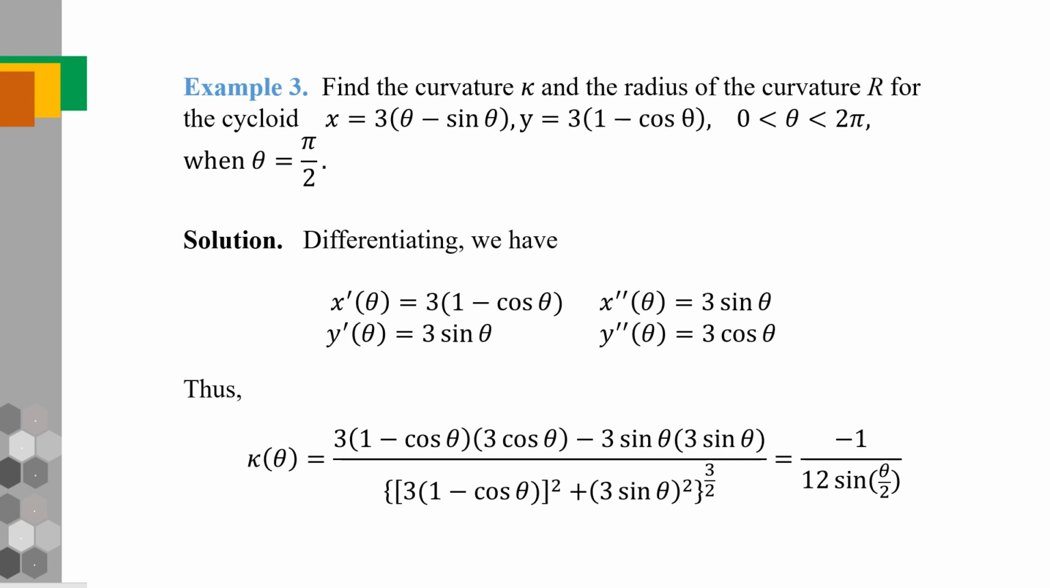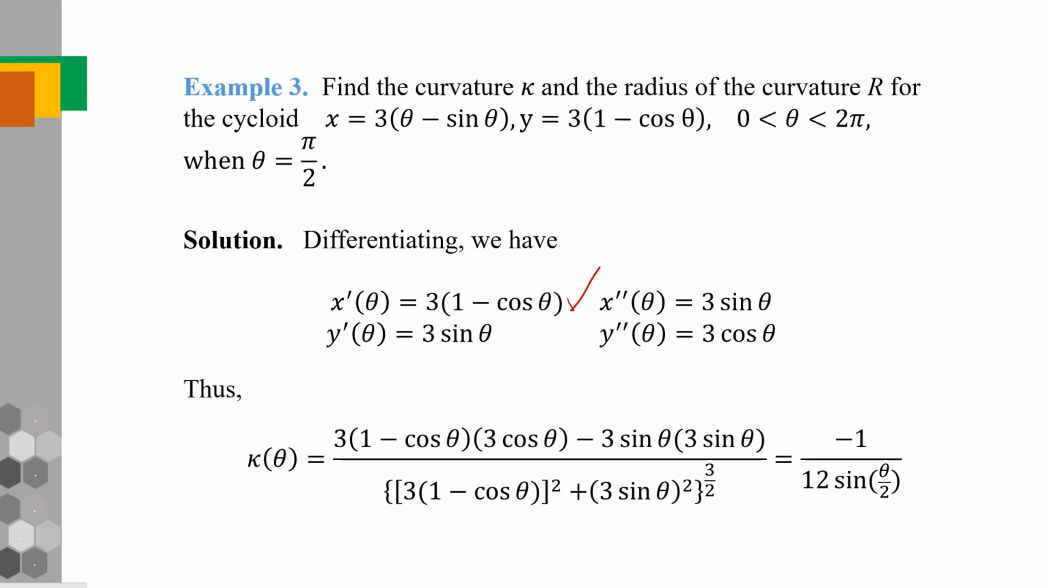So kung kukunin natin yung derivative ng x, that will be x prime, which is equal to 3 times the derivative of theta is 1. So that's the derivative with respect to theta, okay? And the derivative of sine is cosine, positive cosine. Then, next is kukunin na naman natin yung derivative nito. So, meron tayong second derivative na.